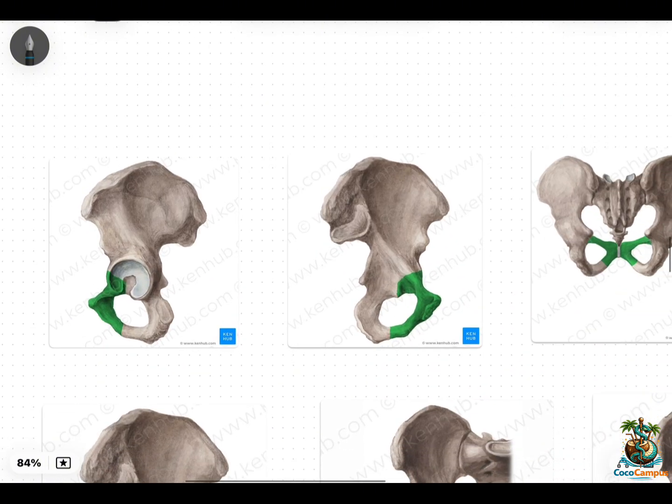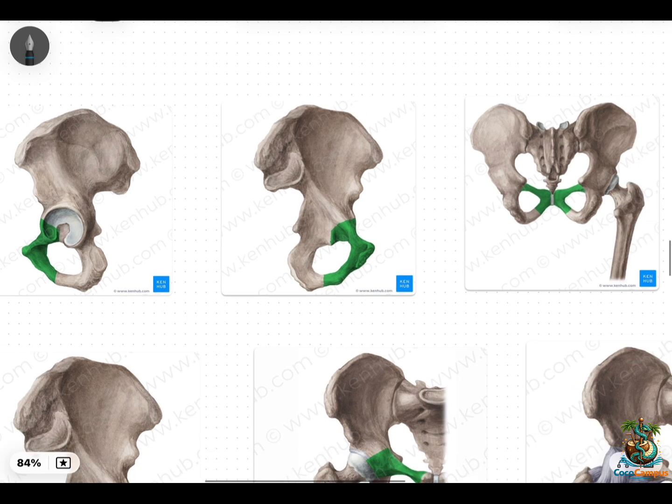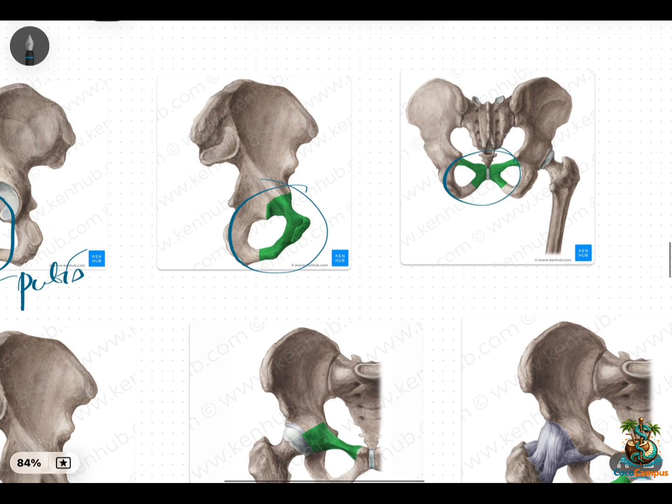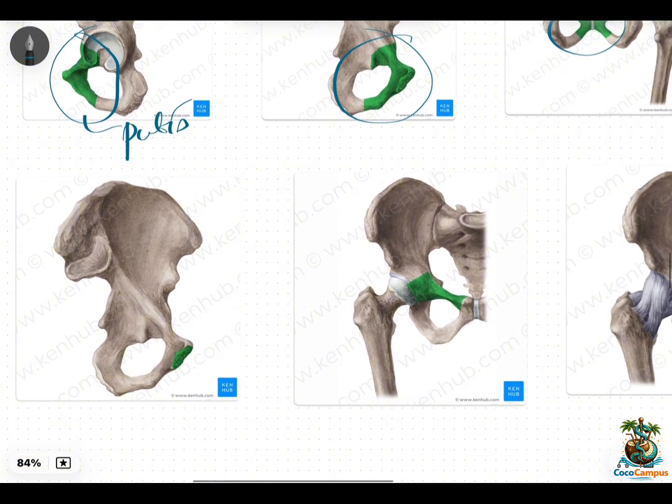Moving on, we've reached the pubis, the anterior and angulated part of the hip bone. Let's look at the symphyseal facet of the pubis. It is the medial surface that articulates with the opposite side. This joint, the pubic symphysis, widens during the third trimester of pregnancy due to the hormone relaxin.